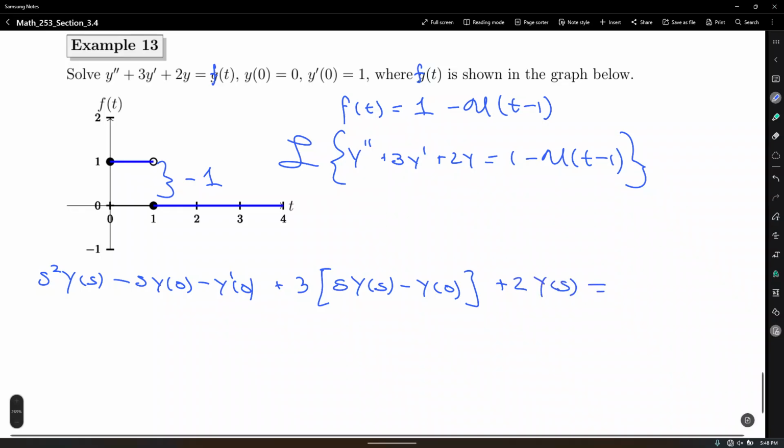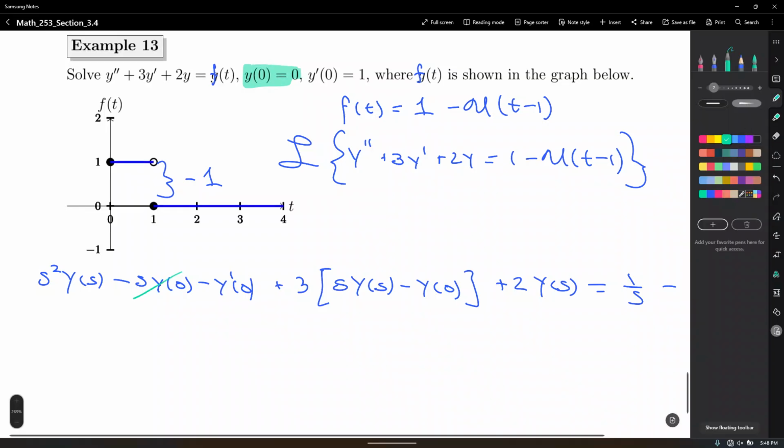And then here the transform of 1 is 1 over s. And then the transform of the unit step function is e to the negative s over s. Okay, and we have transformed our equation. Again, initial conditions: y of 0 equals 0. So this is going to go to 0. This is going to go to 0 as well.